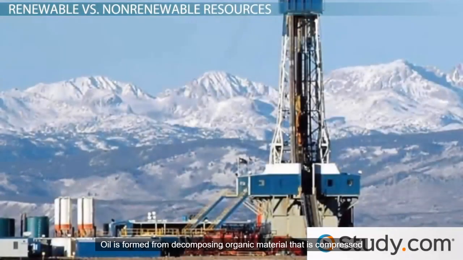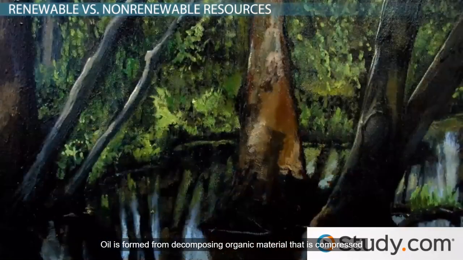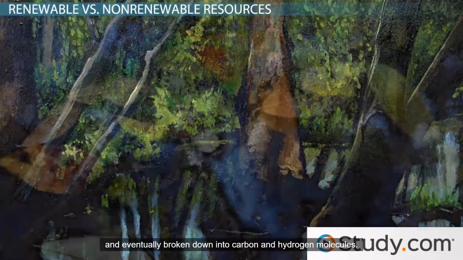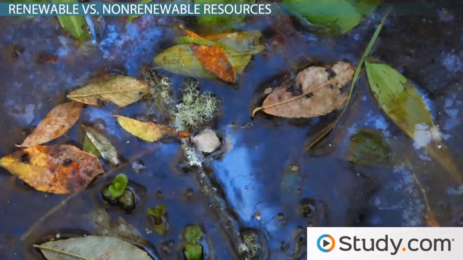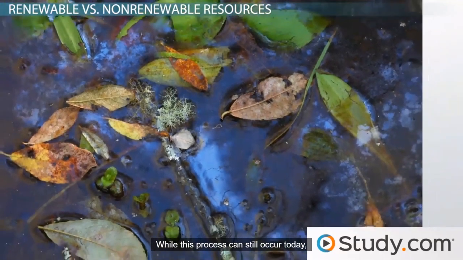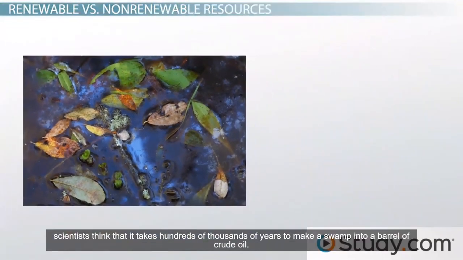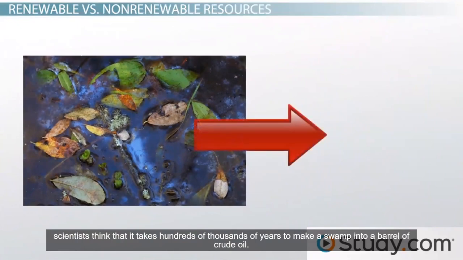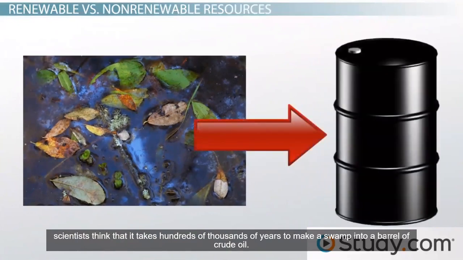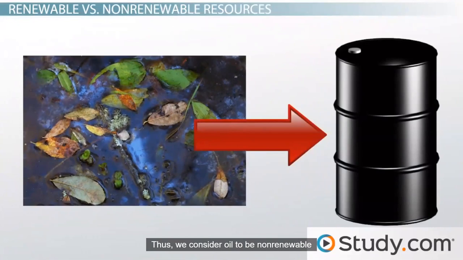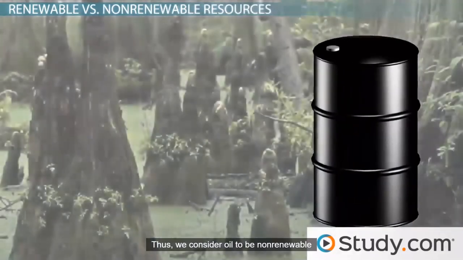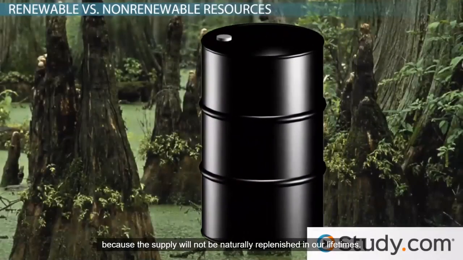Oil is formed from decomposing organic material that is compressed and eventually broken down into carbon and hydrogen molecules. While this process can still occur today, scientists think that it takes hundreds of thousands of years to make a swamp into a barrel of crude oil. Thus, we consider oil to be non-renewable because the supply will not be naturally replenished in our lifetimes.